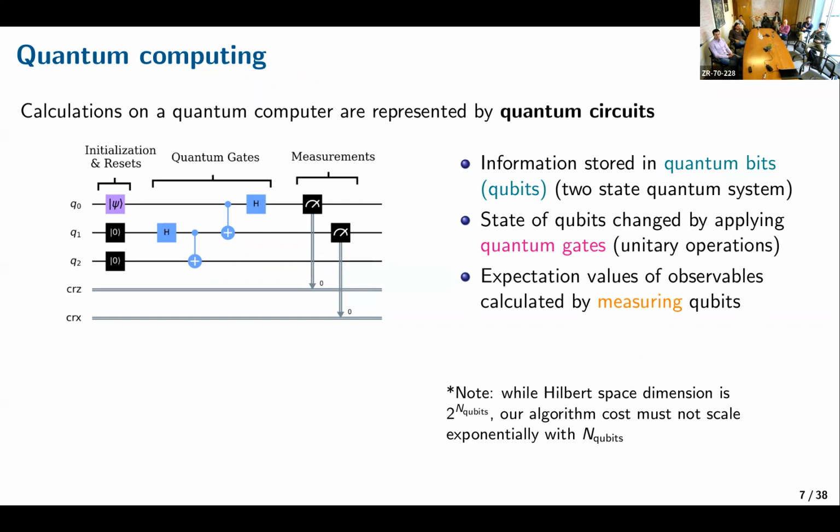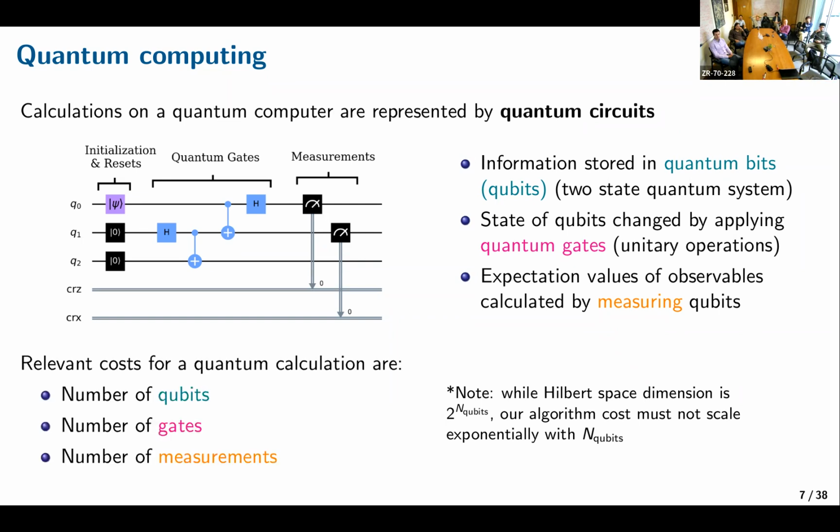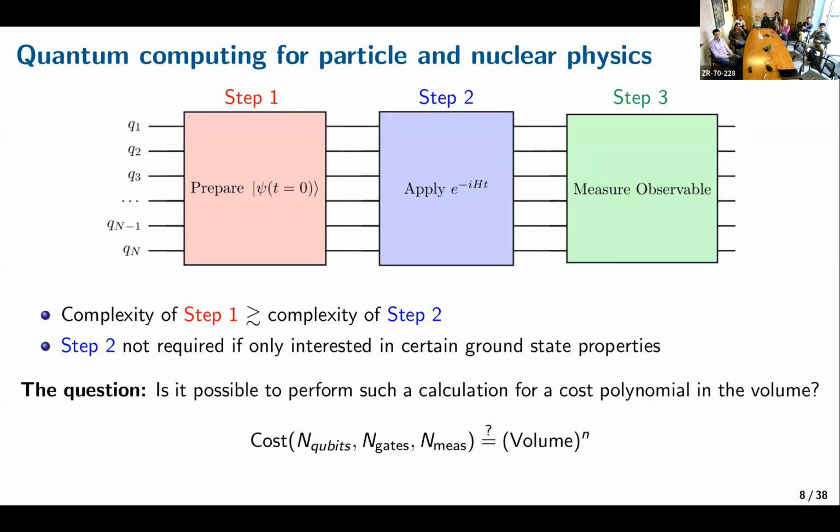And so a typical quantum calculation is represented in terms of quantum circuits. It's a nice way to visualize what you're doing. And so if we want to think about whether quantum computers can overcome the sign problem, the relevant costs for any quantum calculation are the number of qubits that you need to achieve the precision you want, the number of gates you need to act on your system in order to perform time evolution, for example, and then also how many measurements you need to do.